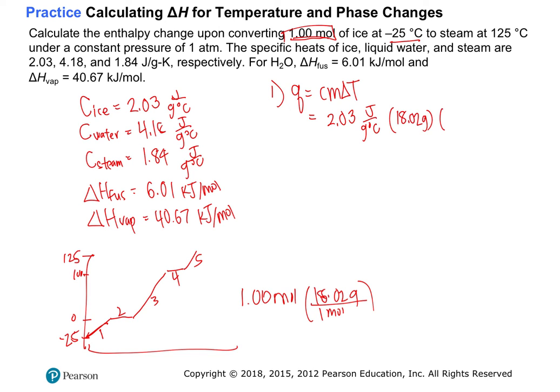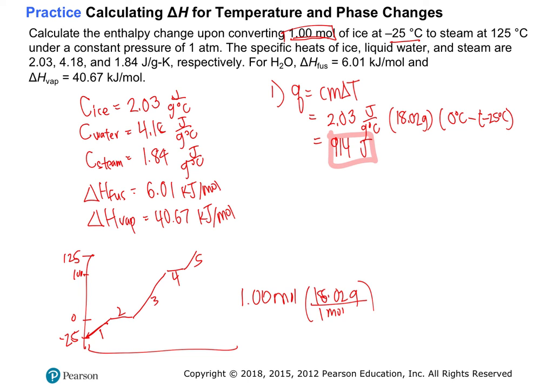And then my change in temperature, I have to do final minus initial. So I'm going to end at 0 degrees Celsius minus negative 25, where I started. So I'll have 2.03 times 18.02 times 25, and I get that I need to add 914 joules. So I will highlight that.